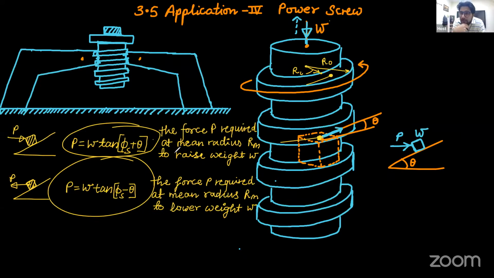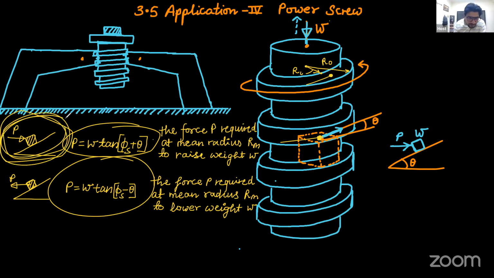Because when we solved the inclined plane with block problem, it was a 2D problem. Now in a power screw, we have a 3D thing. So naturally, we will have to assume the whole weight concentrated somewhere, and we assume it is concentrated exactly at the average of Ri and Ro.